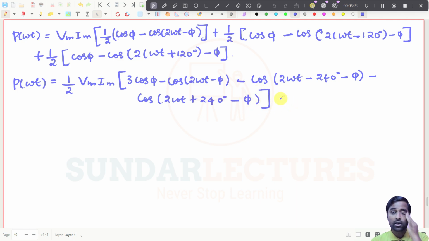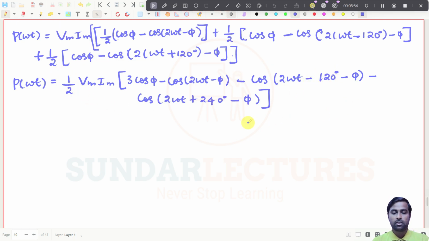So what we have to do here, have I made any mistake here? It is 120 degree, right? Yes, I have made a mistake. See here also I have just left one bracket, right? So it will come like this, and this is 120 degree, not 240. It is 120 degree.